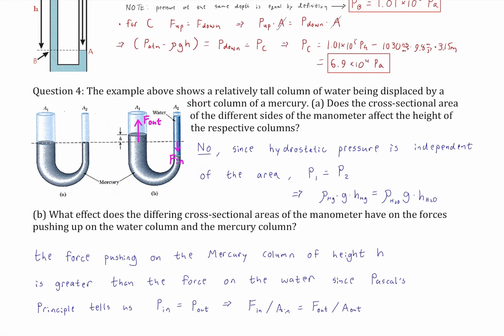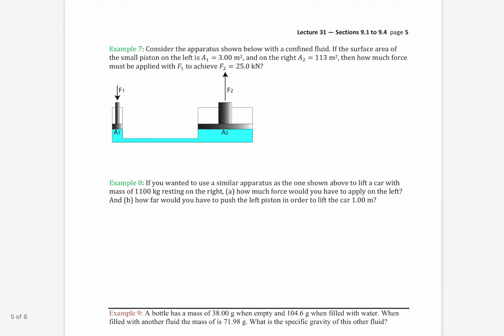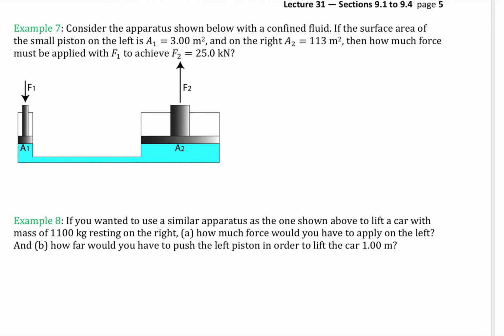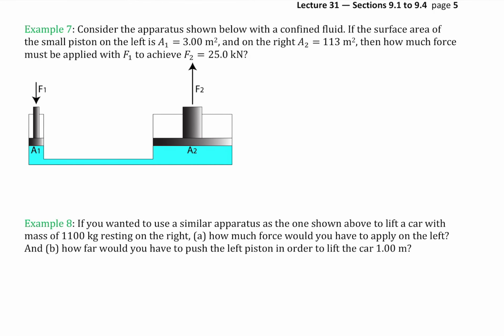Okay? All right, well, let's do it with some numbers. Maybe that will make more sense. Okay? All right, so last two examples involving Pascal's principle. So example 7. Consider the apparatus shown below with a confined fluid. If the surface area of the small piston on the left is 3 square meters, and on the right it's 113 square meters, which seems big, but after all, that's 10 by 10 meters, which is big, but the idea is this is a very effective hydraulic system. Then how much force must be applied with F1 to achieve F2, so a push up at F2 of 25,000 newtons, or 25 kilonewtons?